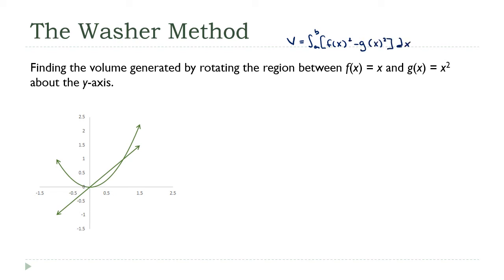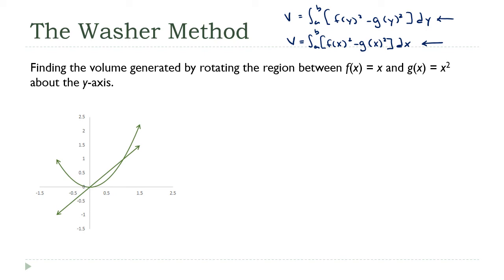Well, the volume around the y-axis is going to be, I'm going to run out of room here, let me write it on top. Volume equals the integral from a to b of f of y squared minus g of y squared dy. And of course, the a and b down here are x values. The a and b up here are y values.